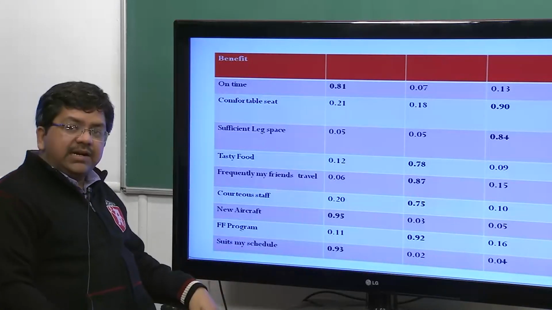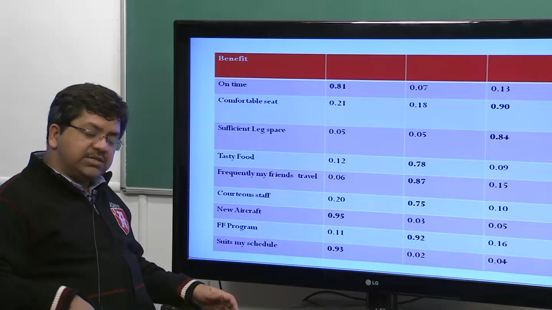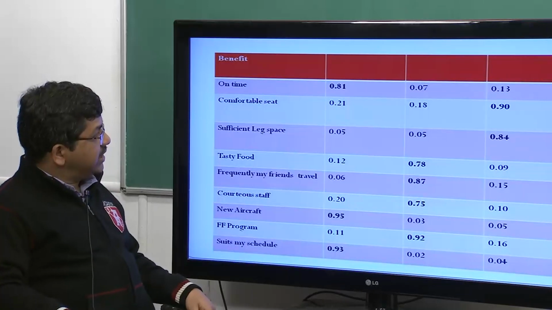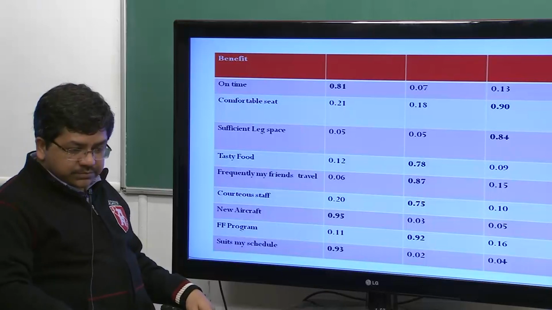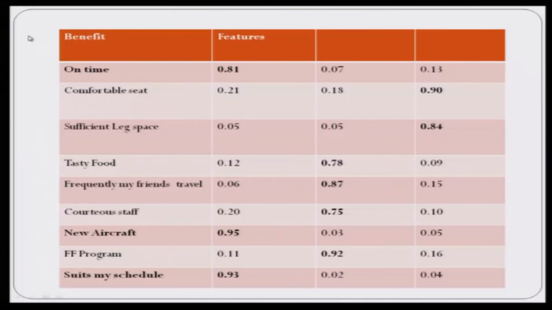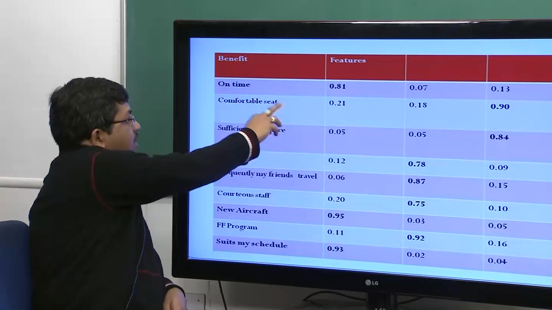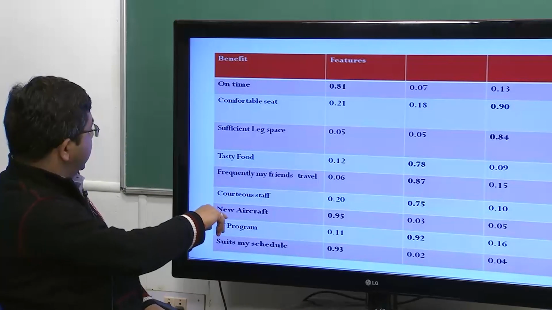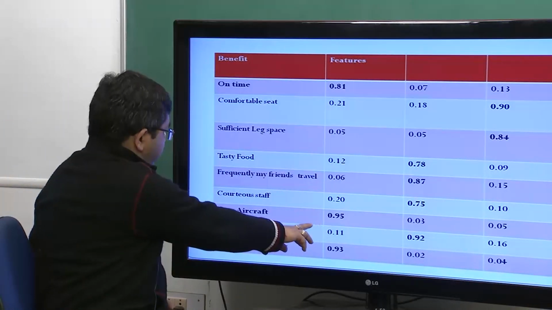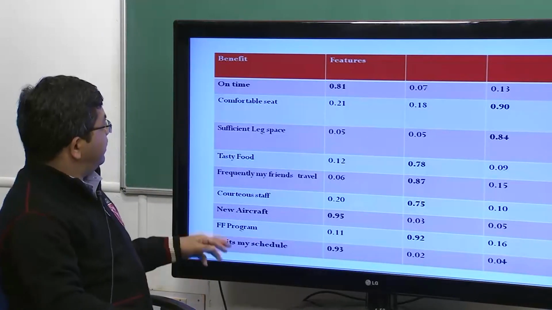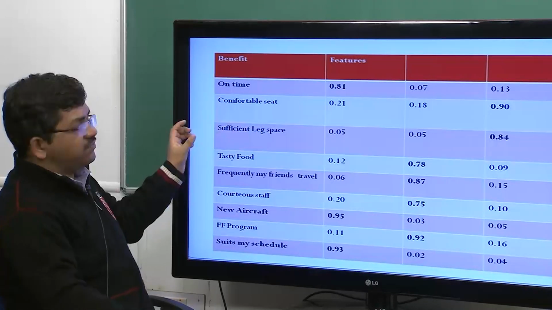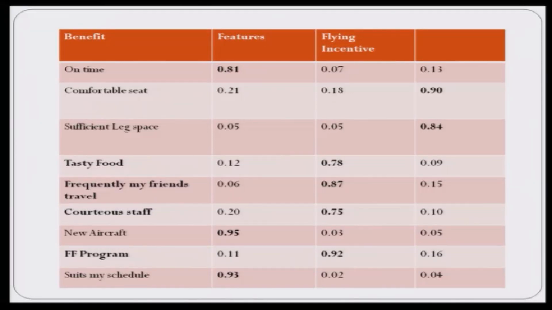So, these are basically 9 criteria which were used to examine the choices of the respondents, and you can see that once they have given the responses, factor analysis is performed. I am not going into much detail on the statistics part, but you will see that on-time performance, sufficient leg space, new aircraft, and suits my schedule are the benefits which are loaded on factor 1, which I have labeled as features. You have factor 2, which is tasty food, frequently my friends travel, courteous staff, and the frequent flyer program.